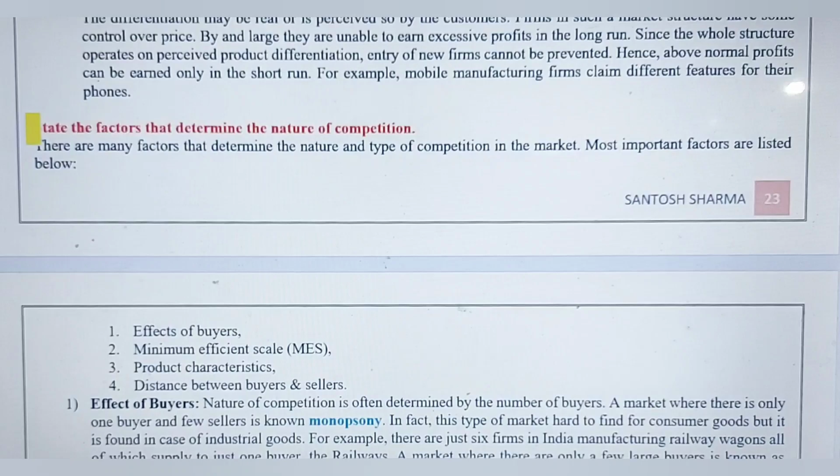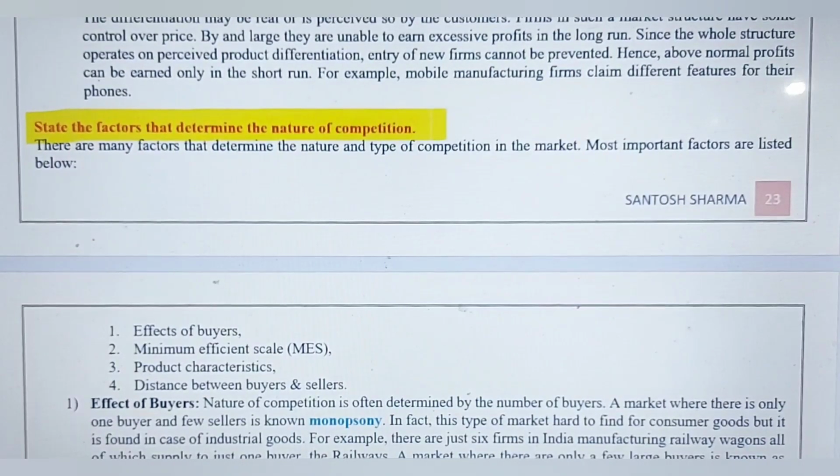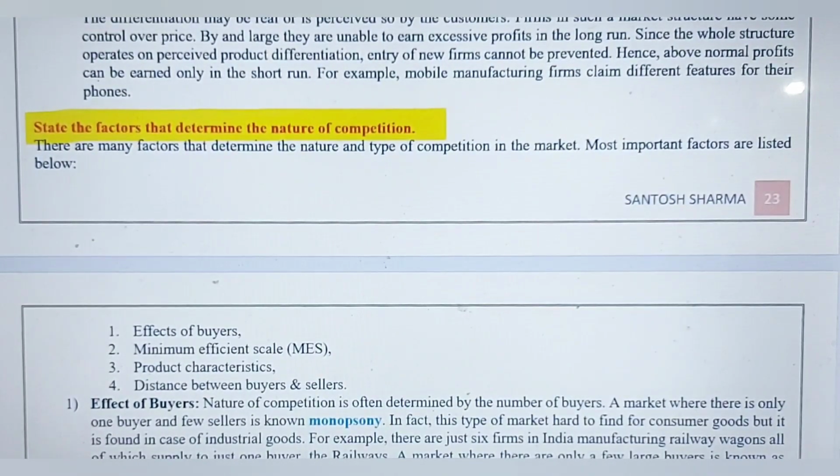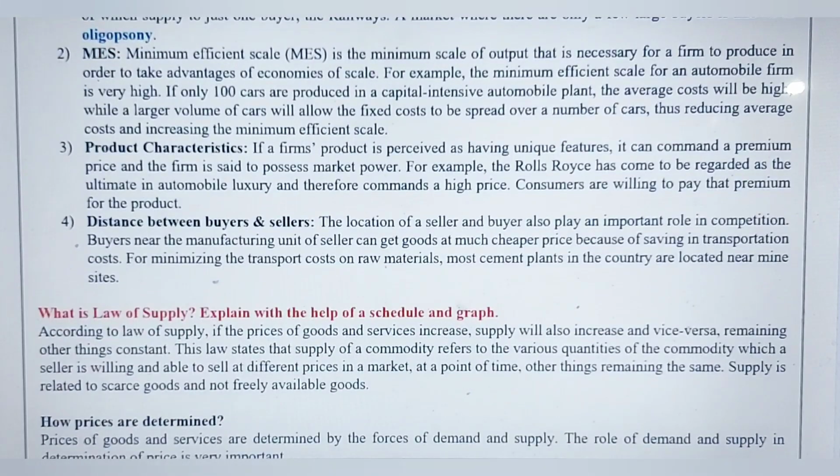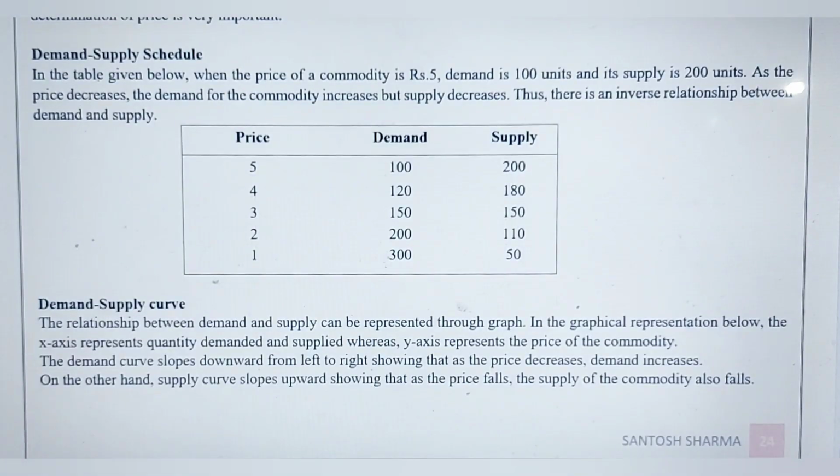Okay friends, the next question: state the factors that determine the nature of competition, and how the nature of competition is determined in a competitive market. So what are the factors that affect it? You can also learn this question: law of supply, and explain it with the help of a schedule and graph. This is also a very old question, we know about this.